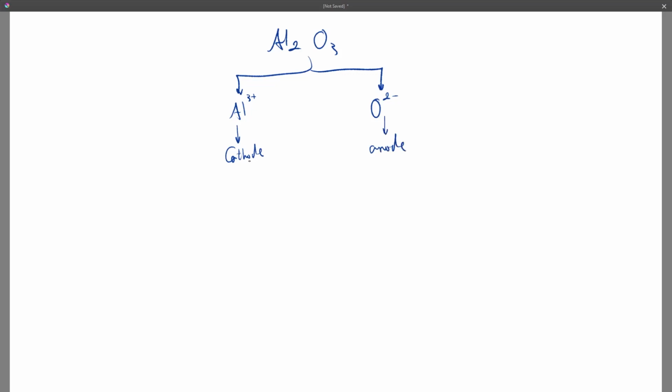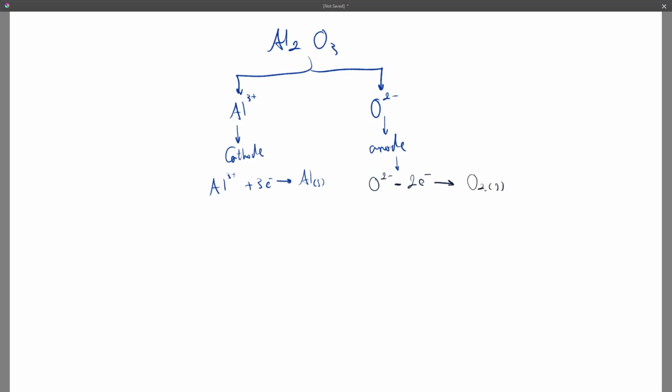At the cathode, we have the reduction reaction, so aluminium ions gaining 3 electrons to form aluminium solid. At the anode, we have the oxidation reaction. We have O2- oxygen ions losing 2 electrons. You can either write it like that, minus 2 electrons, or add the 2 electrons to the products. Either way is correct. To form oxygen gas.